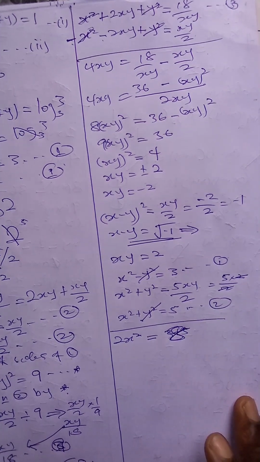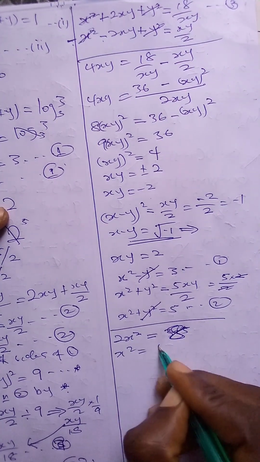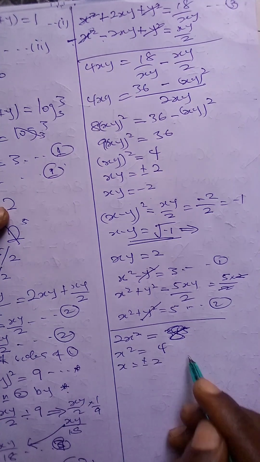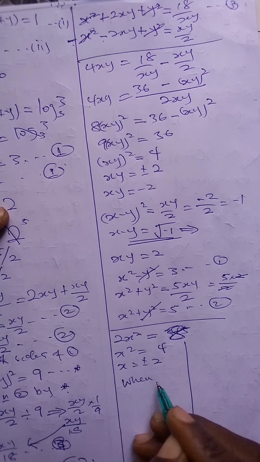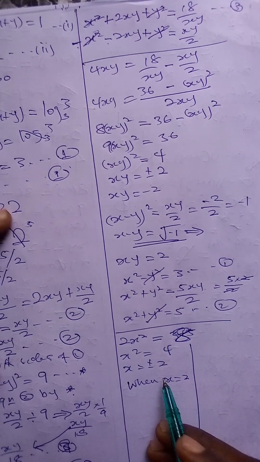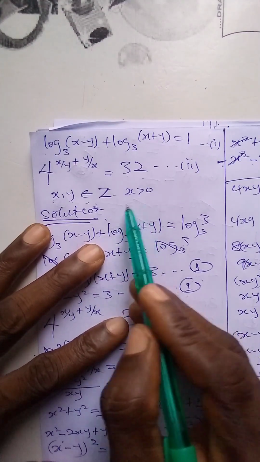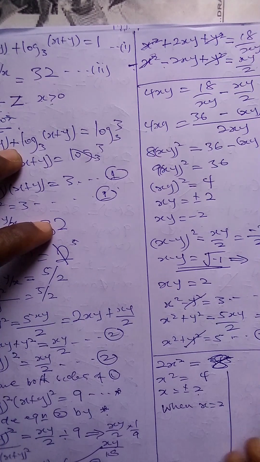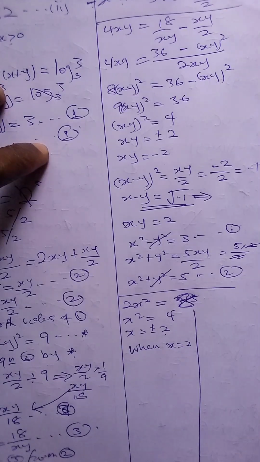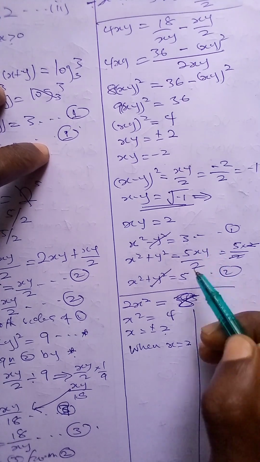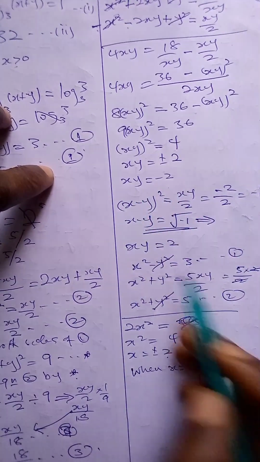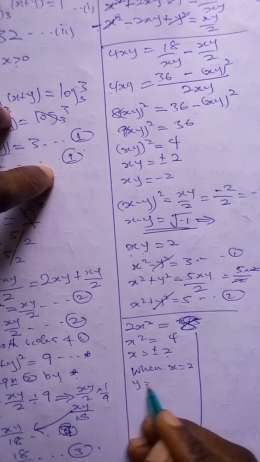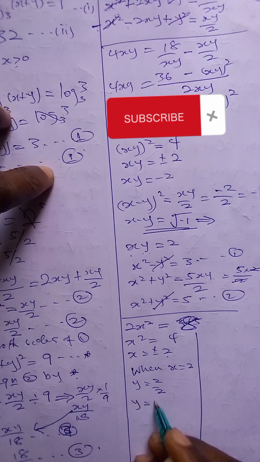Let me write 8 instead of 3 plus 5. So x squared equals 4. And if x squared equals 4, x equals plus or minus 2. Now, when x is 2, let us remember that x is a positive integer. So minus 2 is not required. So when x is 2, what is y? We will take 1 or 2 to find the value of y. Or we can take this expression where we say x times y is equal to 2. So when x is equal to 2, y will now be 2 over 2. Then y will now be 1.